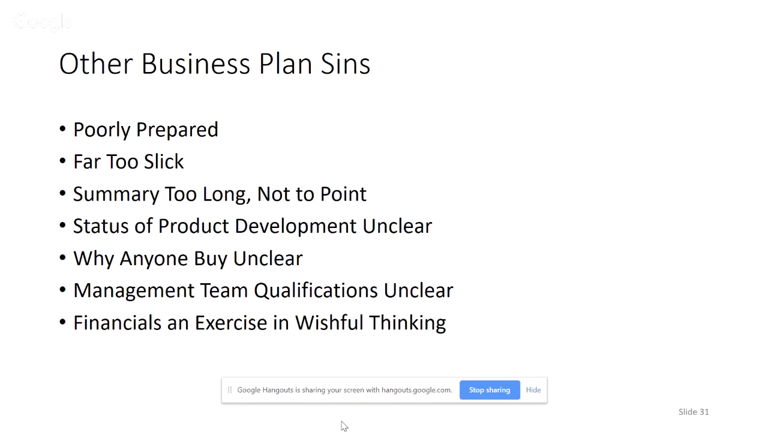And then also lastly, the financials: an exercise in wishful thinking is an indication of lack of understanding of running a company. Right, any one may not be a deadly sin, but several will certainly be. So make sure that you address even these things here as well.